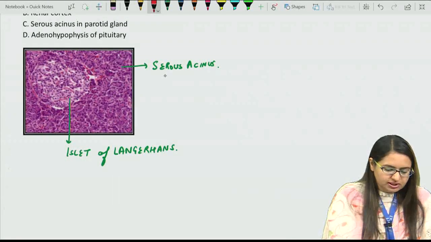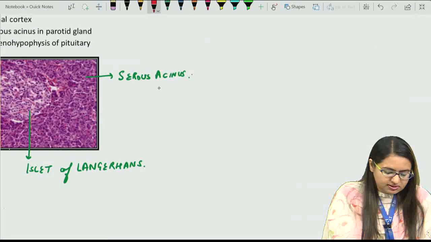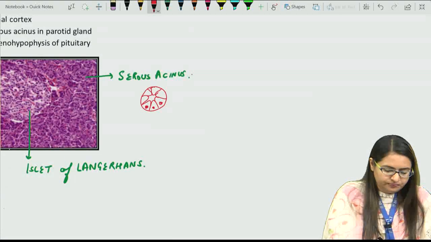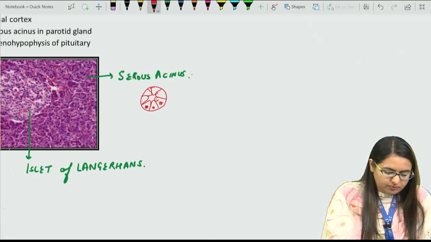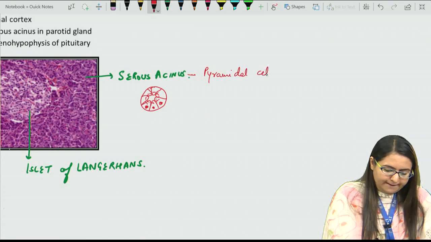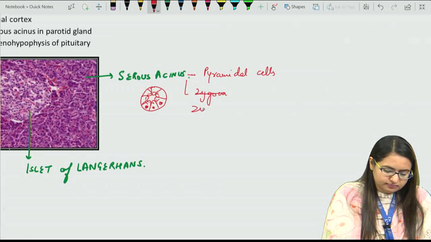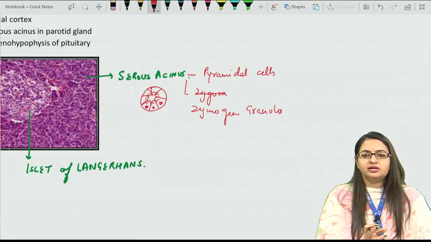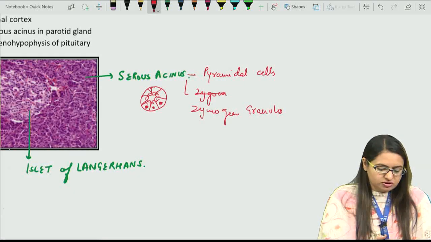The serous acini have a typical shape in which the cells are pyramidal shaped. Towards the base they have a round nucleus. Towards the apical portion, they have granules, which are termed zymogen granules. So it has pyramidal cells with a nucleus at the base, as well as granules. Due to the presence of these granules, it takes up more of the pink stain, that is, it is acidophilic.